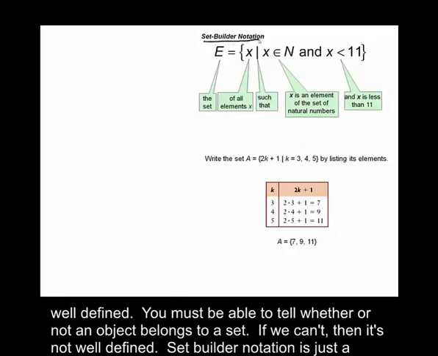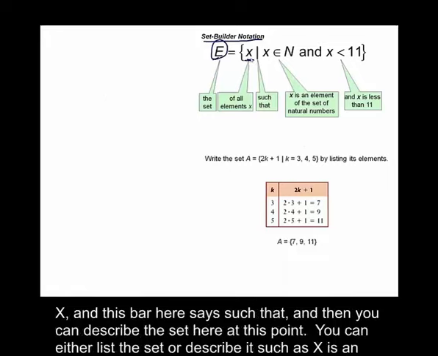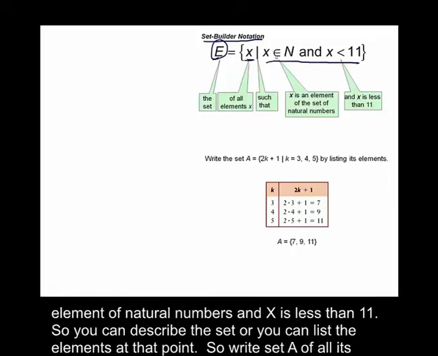Set builder notation is just a funky way of writing sets, where this is the set name. Doesn't have to be E. It could be S or Q or T or whatever. And then this here says of all elements x. And this bar here says such that. And then you can describe the set here at this point. You can either list the set or describe it, such as x is an element of the natural numbers and x is less than 11. So you can describe the set or you can list the elements at that point.